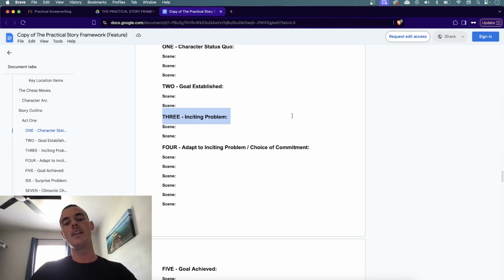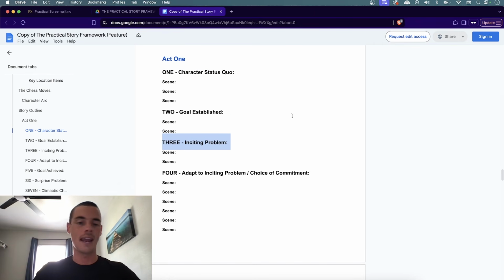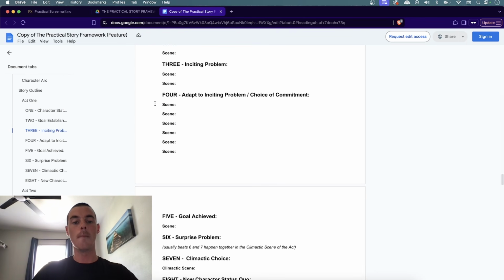The 3 is the inciting problem. This is the inciting incident for the act, and in Act 1, it's going to be the inciting incident for the entire story. And this is usually where the antagonist, the villain, the opposing force makes some sort of first move. Now, from here, you will see the most amount of scenes are under the 4. And the 4 is the adapt to the inciting problem. How are we handling this new opposition that has come into the story? And then ultimately there's going to be some sort of choice of commitment.